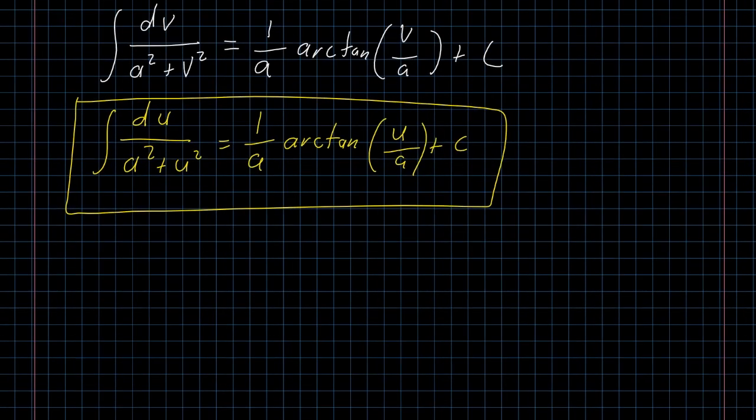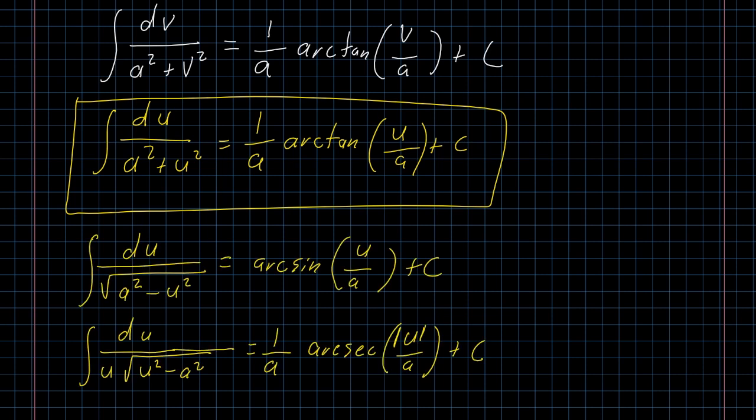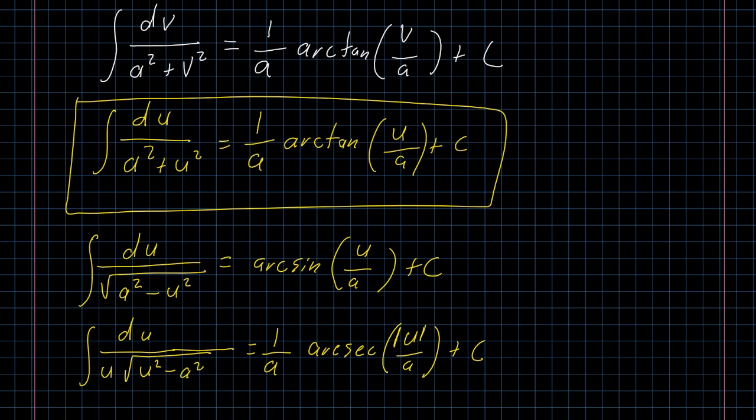For the sake of brevity, I'm not going to, but I could do the exact same thing with sine and with secant. Doing so would give me the rules. Integral du over the square root of a squared minus u squared is arcsine of u over a. And integral du over u times square root u squared minus a squared is 1 over a times arcsecant of absolute value of u over a.